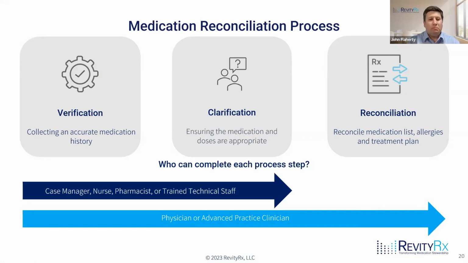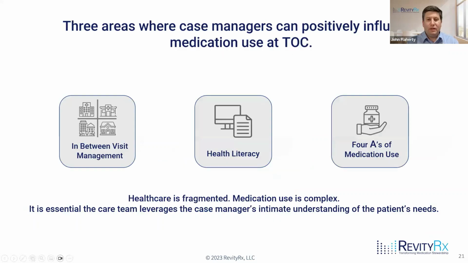And what the literature supports is that when the individuals designated to do the verification and clarification work differ from the individual doing the reconciliation work, we are set up for a much safer system because we remove the confirmation bias.